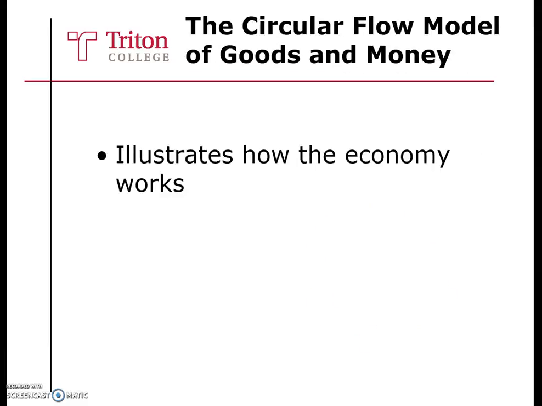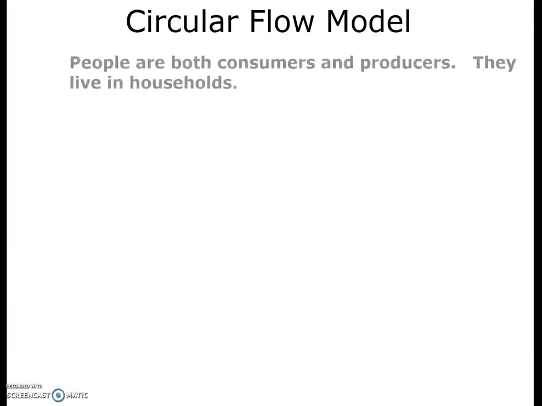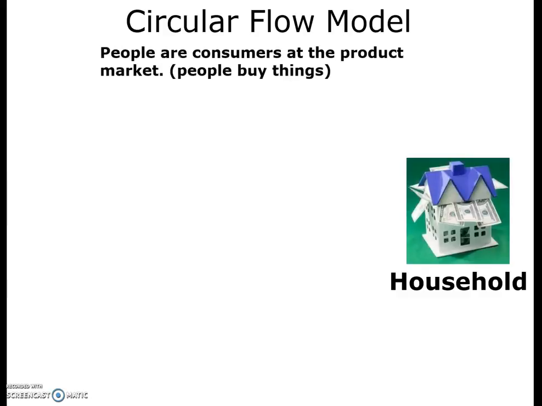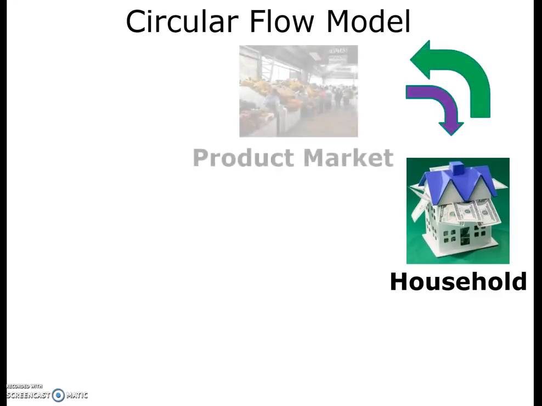Let's use the circular flow model as an example of how the economy works. The circular flow model. People are both consumers and producers in this market. People and consumers live in households. Consumers will venture to the product market to buy goods and services.